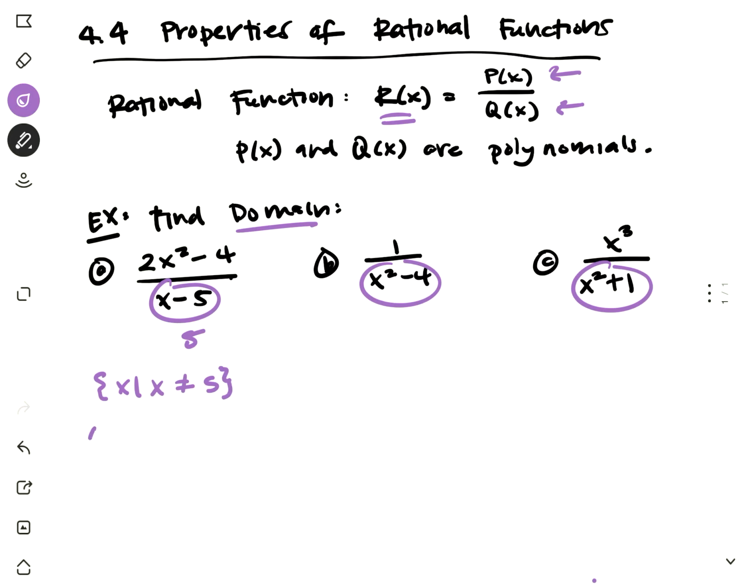Okay, another way to think about this, if you want to write it in interval notation, from negative infinity to 5, parentheses, right, because it doesn't include the point, and then 5 to infinity.